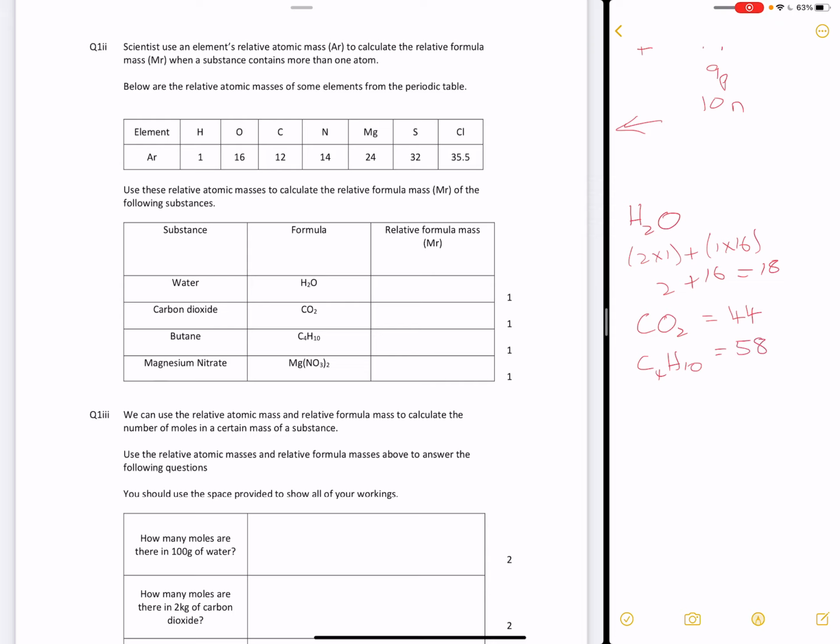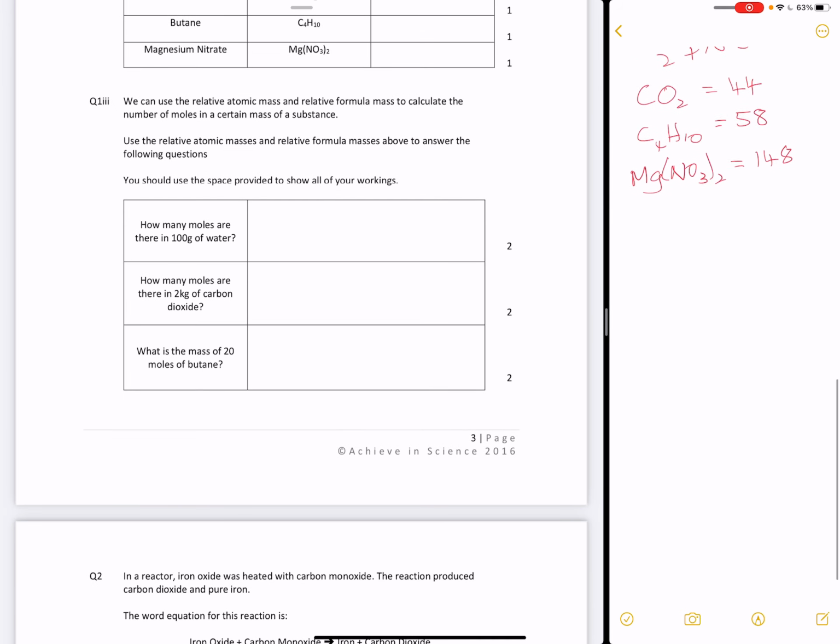The final one, magnesium nitrate. The brackets are there, so everything inside the brackets, 1 nitrogen atom, 3 oxygen atoms, you need to multiply by 2, and you've got 1 magnesium atom, so the answer there was 148. That's worth 4 marks. Okay, moving on.